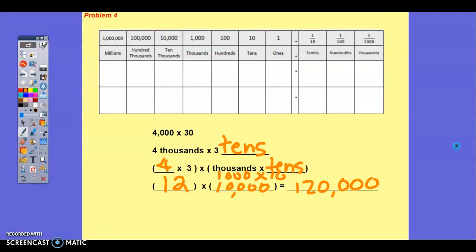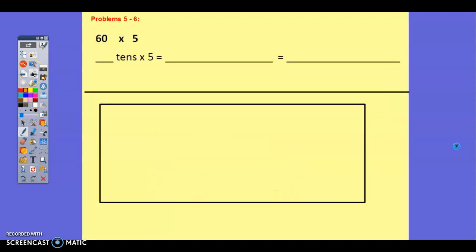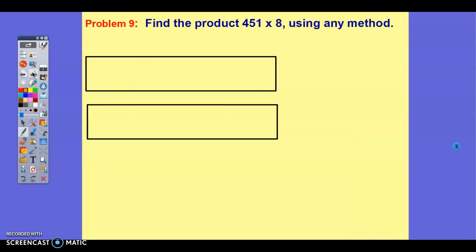All right, folks, so that one was 4 thousands times 3 tens, which is 4 times 3 times thousands times tens. That's 1,000 times 10, which is 10,000. 4 times 3 is 12. 12 times 10,000 is 120,000. Nice work there. So next we're going to, let me skip through here a little bit.